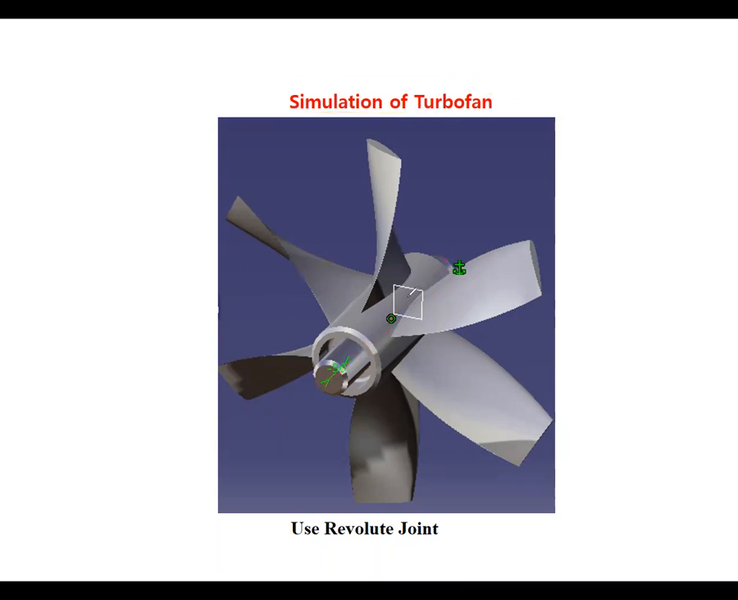If you don't have a shaft, you can just select a line, like this one. We have to use a revolute joint for rotational purposes. So for simulation of rotational motion, we use a revolute joint.